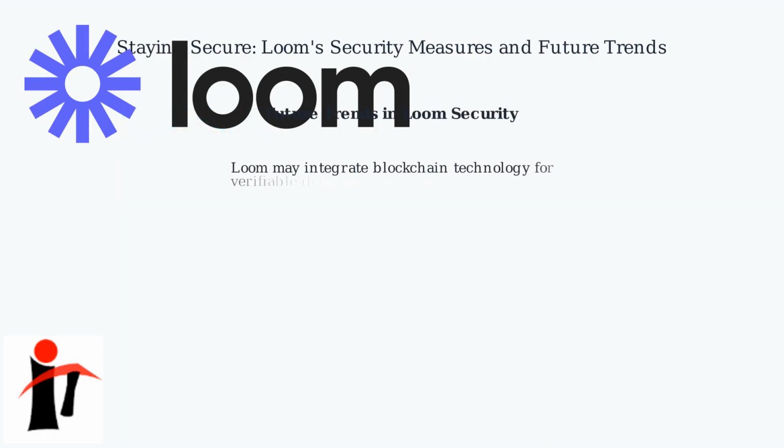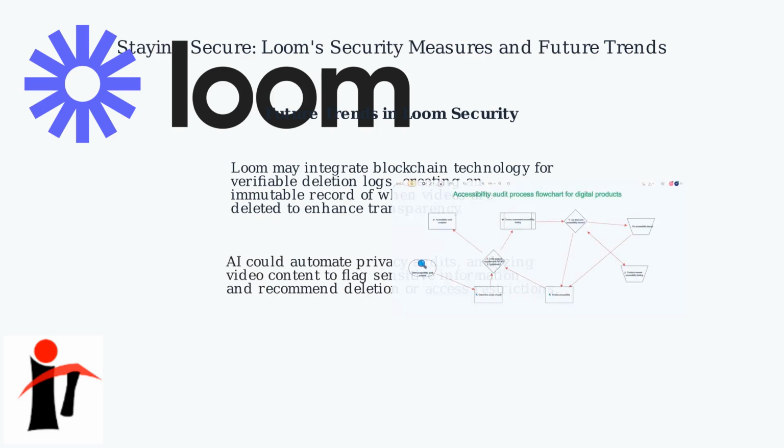Looking to the future, Loom is exploring advanced technologies to further strengthen security. Blockchain integration could provide verifiable deletion logs, ensuring that video deletions are permanently recorded in an immutable ledger. This would give users greater confidence in the deletion process. Artificial intelligence may also play a role in automating privacy audits. AI systems could scan videos for sensitive content and automatically flag them for review or deletion, helping users maintain better control over their data without manual effort.